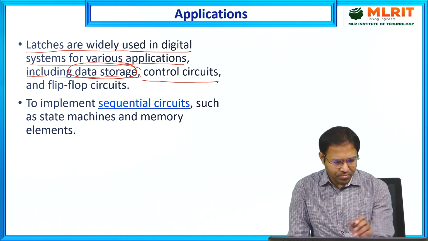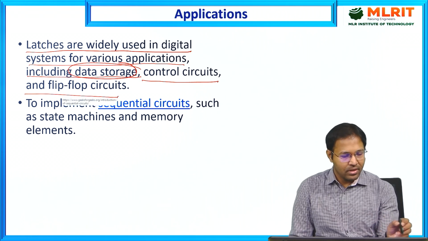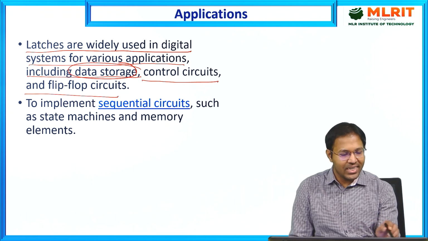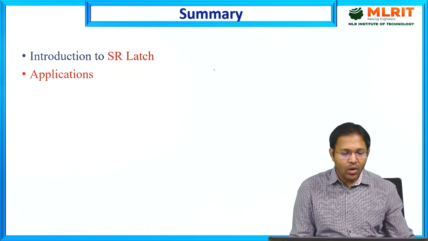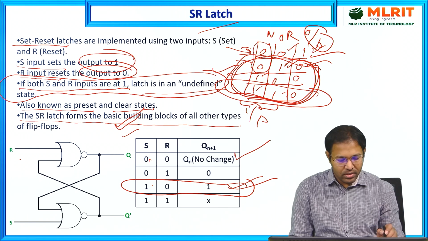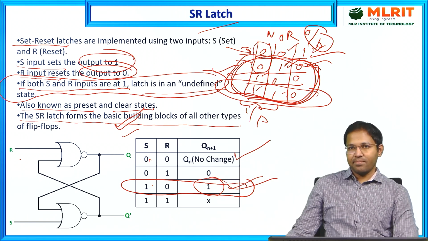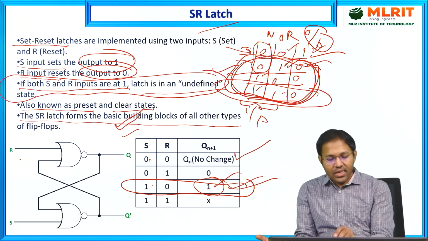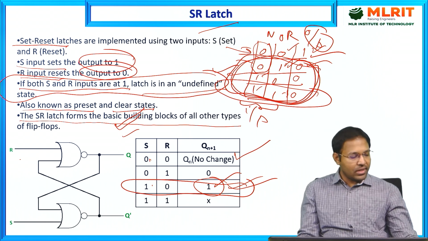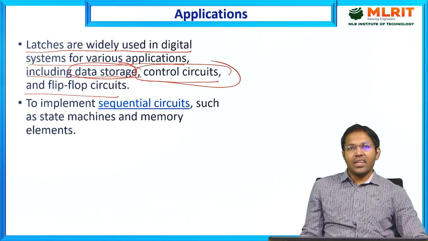Then, control circuits and flip-flops. So, widely used in digital systems for various applications. So, how control circuits? Now, based on the values stored, you could trigger something else. Maybe you want to turn on some equipment for certain duration. So till that duration you will maintain a 1. So that's how you can have an application in terms of control circuit.